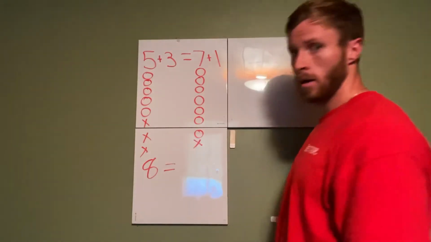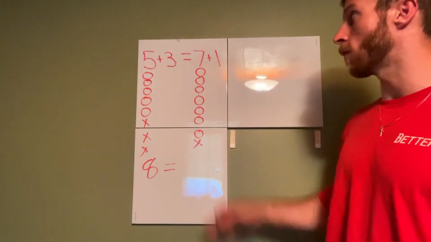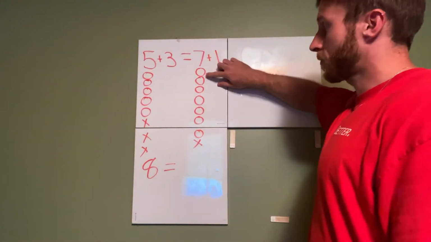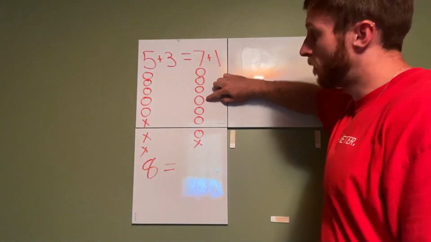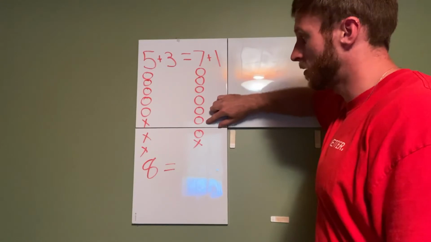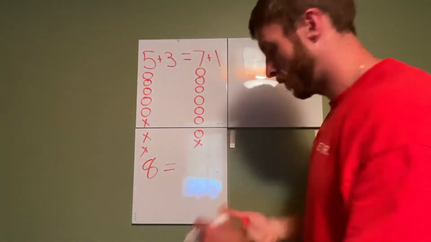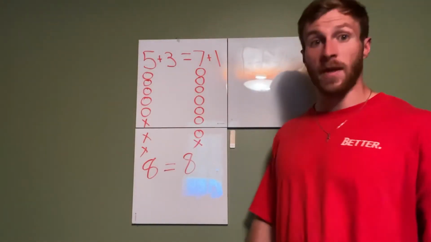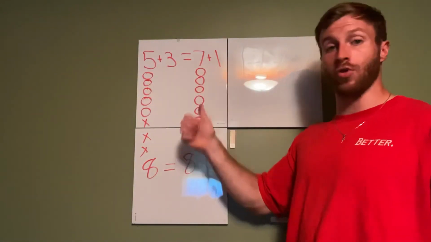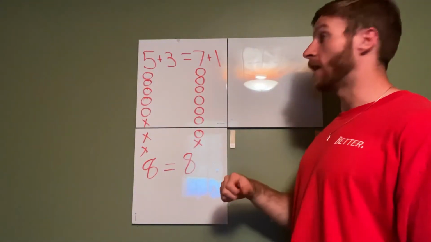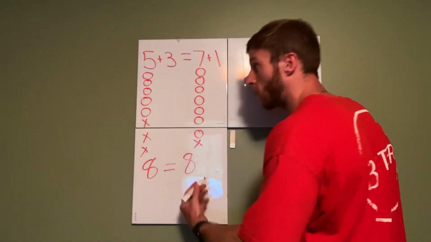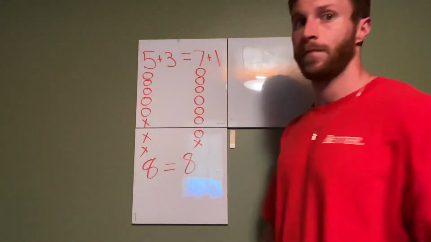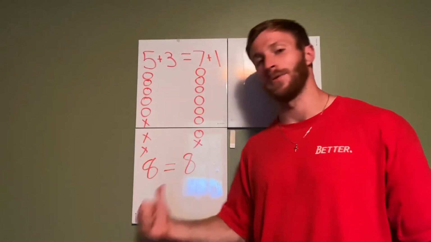So 1 x. Now I need to see if I have the same amount of shapes over here as I do over here. Let's count. Count with me. 1, 2, 3, 4, 5, 6, 7, 8. We write 8 here. We have 8 equals 8. If they both equal 8, is this number sentence true or false? It is true. They both equal 8. 8 equals 8, so that must mean 5 plus 3 equals 7 plus 1. Just a different way of writing 8 equals 8.